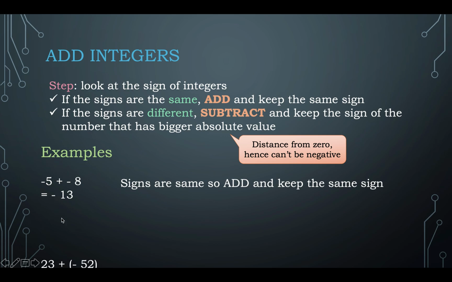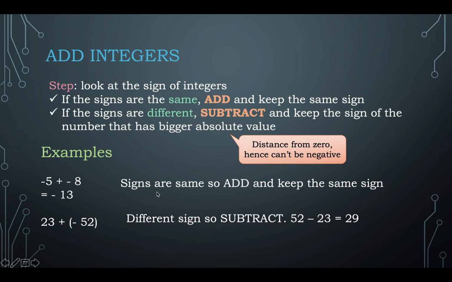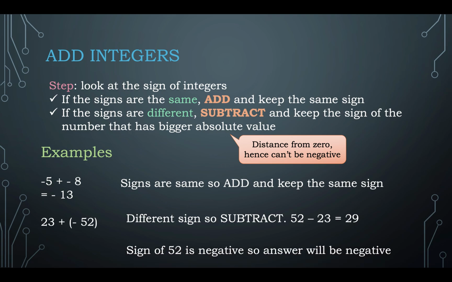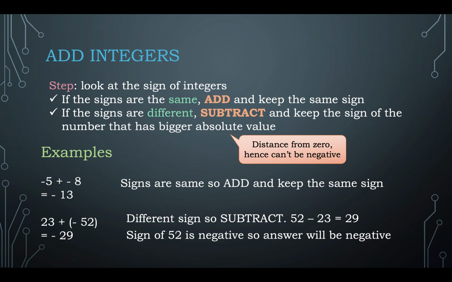Let's see another one. 23 plus negative 52. If the signs are different, you need to subtract. How will you subtract? You need to subtract 52 minus 23. So 52 minus 23 is 29 and 52 has the bigger absolute value and its sign is negative, so the answer will have negative. So it is negative 29.